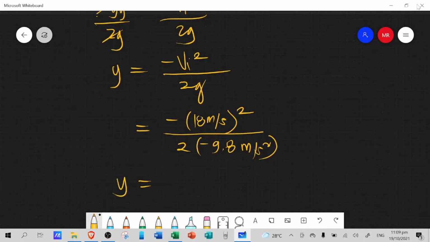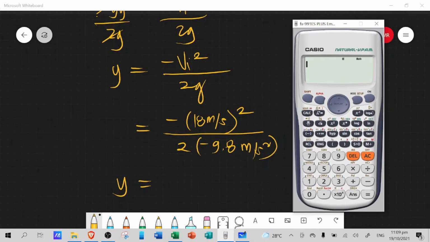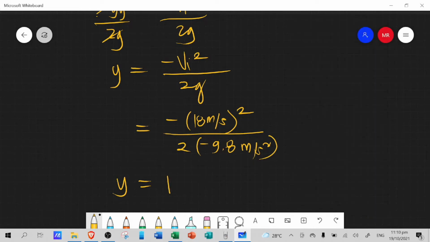Y now is equal to negative 18 meters per second squared divided by 2 times negative 9.8. So the answer will be 16.53 meters. So the maximum height is 16.53 meters.